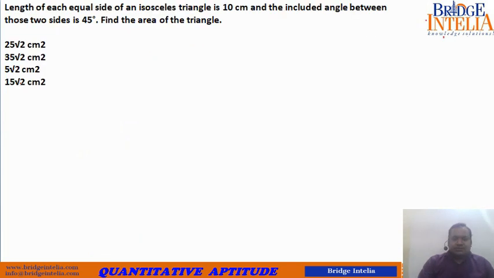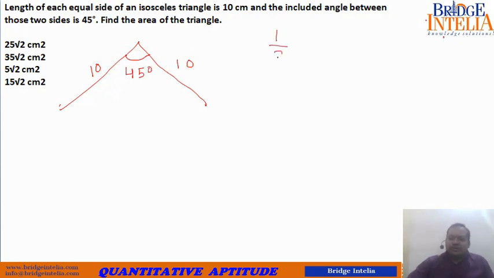Now let's move to the next one. The length of each side of an isosceles triangle is 10 centimeters and the included angle between these two sides is 45 degrees. Can you make a judgment about which formula you are going to use? Before that, let us understand what is known to us. The length of the equal sides is 10 centimeters. So if this is 10, this is also 10, and the included angle is 45 degrees. Which formula should we be using?